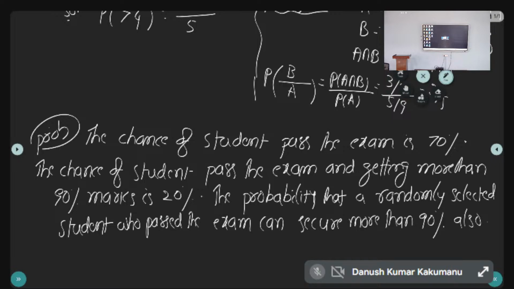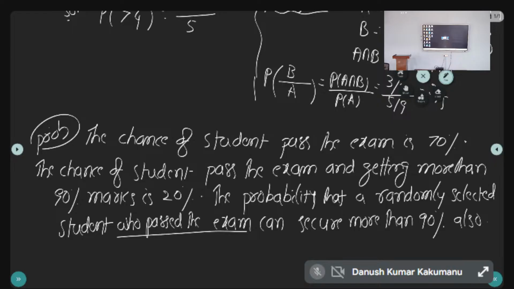Any idea? Is any condition involved here, is it conditional probability related or not? You see the tail and you will get the idea. The probability that a randomly selected student, one student you have selected randomly, who passed the exam. That selected student has already passed the exam, already one event occurred. The probability that the student secures more than 90% also.